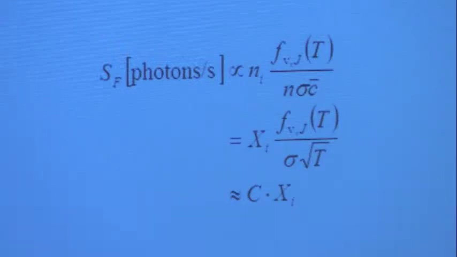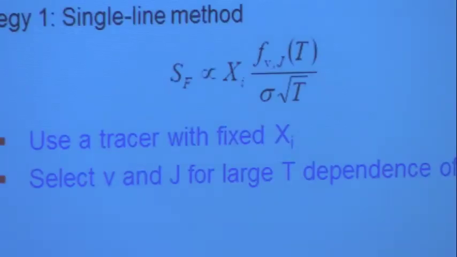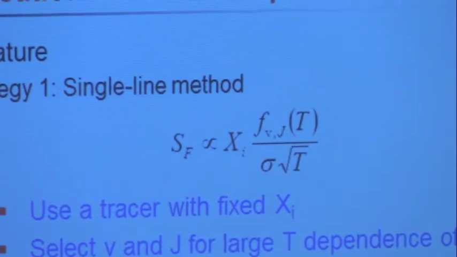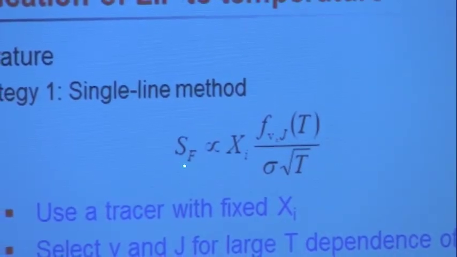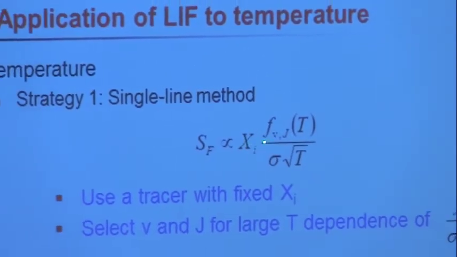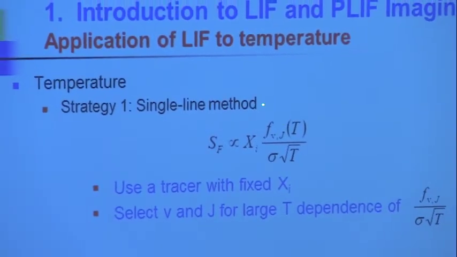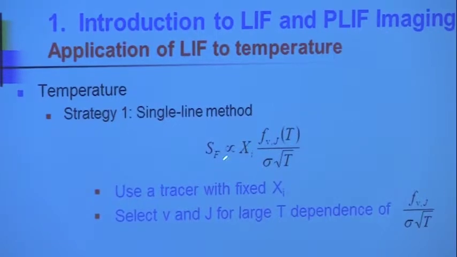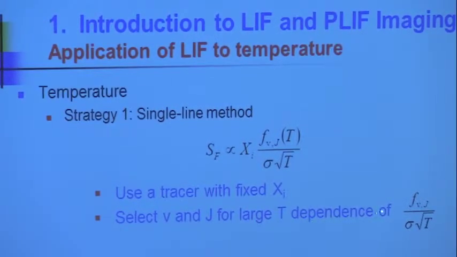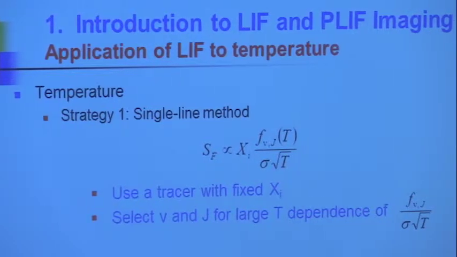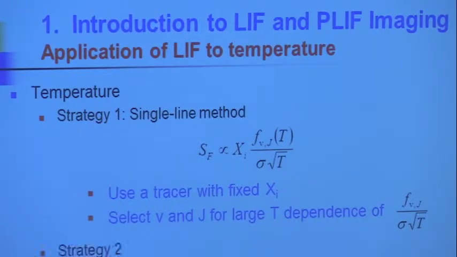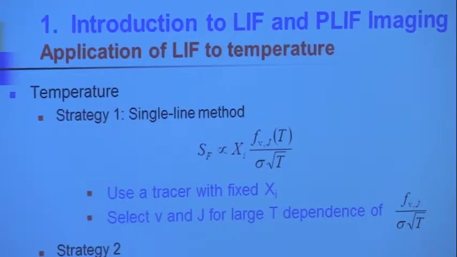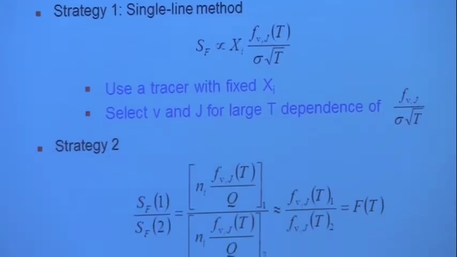And you can do this over some narrow temperature range. Now, there's another strategy, and that is, well, let's do this the other way around. What if we have a signal that's proportional to the mole fraction and this temperature-dependent quantity? Instead of making this independent of temperature, why not fix this and select V and J so that it depends on T? That was, in fact, I think, the very first PLIF image of temperature in a flame that we did this trick. And we imaged, I think it was around 1985, 86.